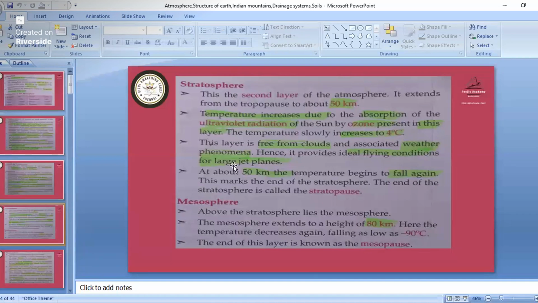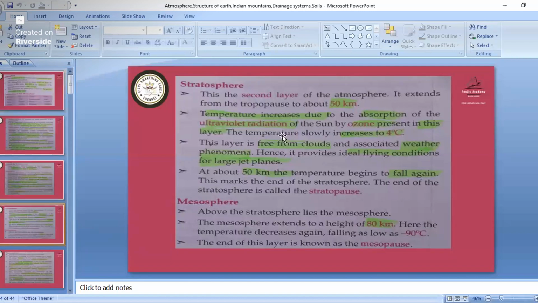Sorry, in the troposphere I said about 1 degree per 4 kilometers, but it's vice versa. Temperature decreases 4 degrees Celsius in 1 kilometer, and similarly here it increases by 4 degrees Celsius in 1 kilometer. So this is known as the inverse lapse rate, and that in the troposphere was the normal lapse rate.